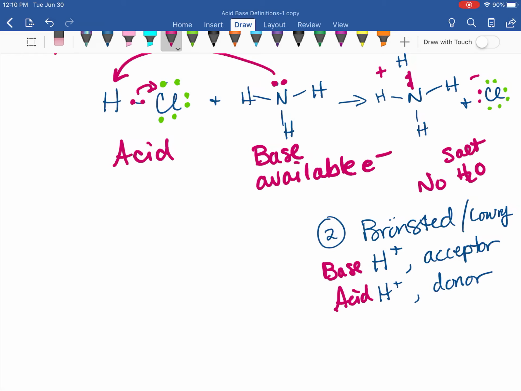Okay, organic chemistry part 2. This is round 2 on our acids, bases, and our mechanisms.